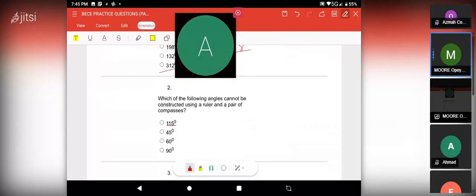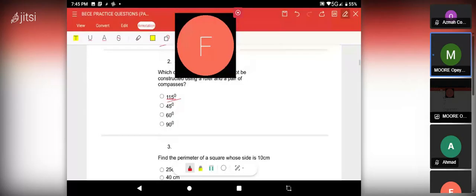115. All these angles are called special angles. If you are able to construct angle 90, bisect angle 90, you will get 45. If you bisect 125, you can construct 60. So it is this 105 that cannot be constructed that way.